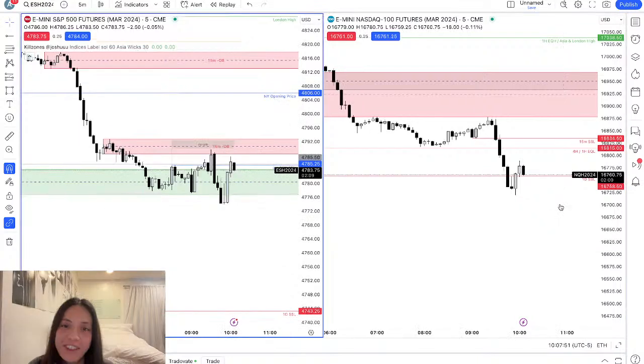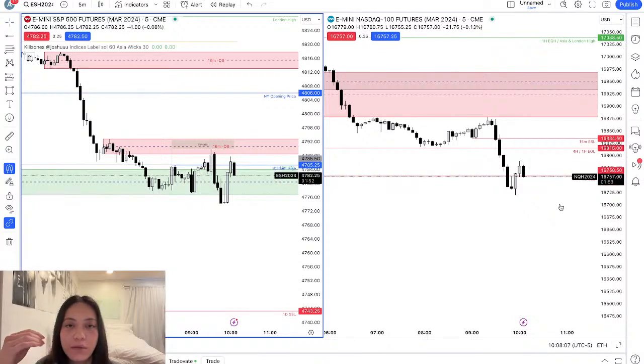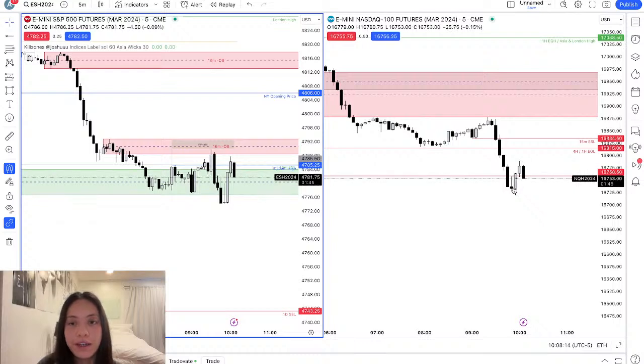Patience does feel good. I feel like with going into today with a bias, I don't feel like I'm missing out on these moves in the opposite direction, because normally I would have felt FOMO in the morning, seeing it come down all this way. But if it's not in my plan, then I just don't trade. So it definitely feels good.